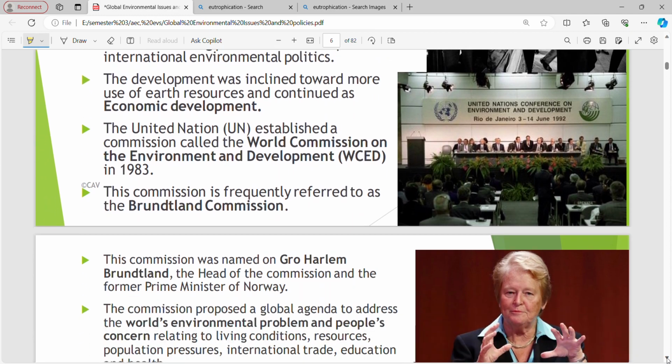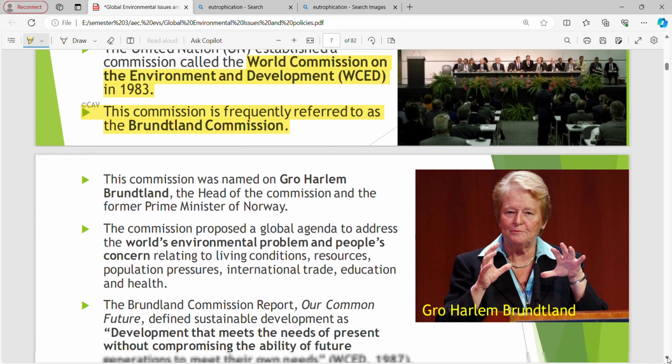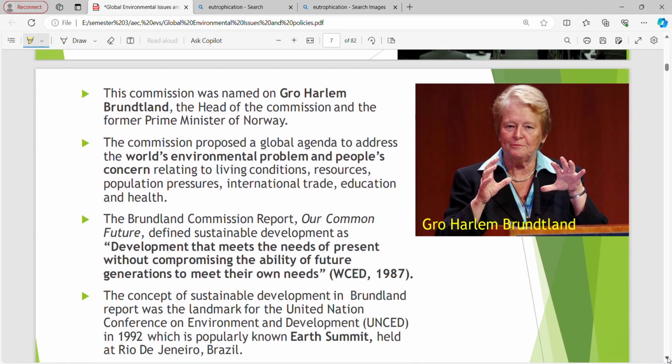The UN established a commission called the World Commission on Environment and Development in 1983. This commission has frequently been referred to as the Brundtland Commission. The commission was named after Gro Harlem Brundtland, the head of the commission and the former Prime Minister of Norway. The Commission proposed a global agenda to address the world's environmental problems and people's concerns relating to living conditions, resources, population pressure, international trade, education, and health.